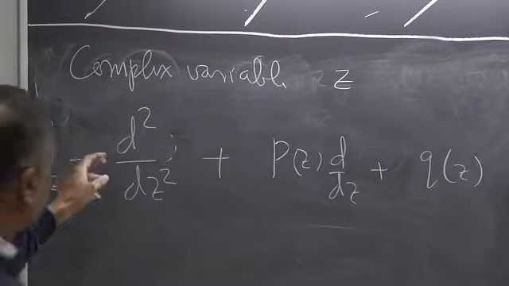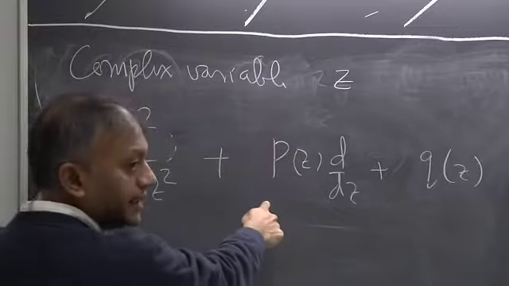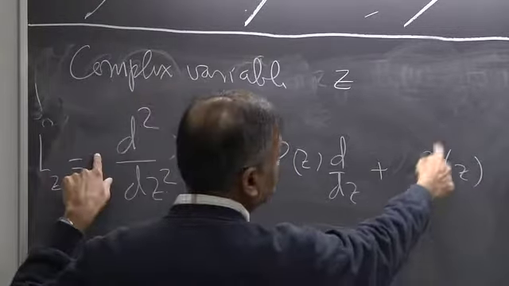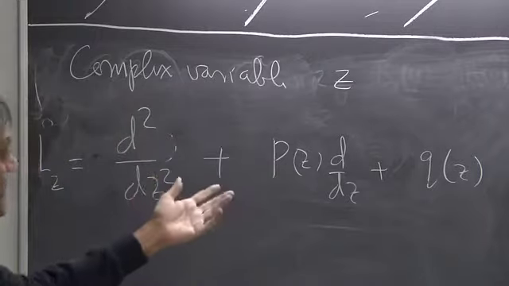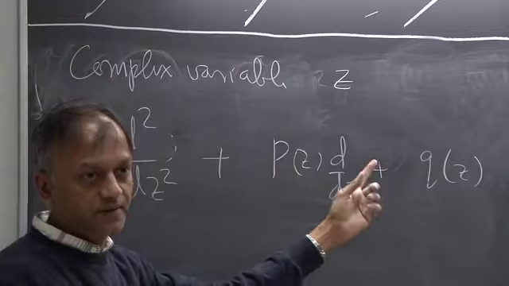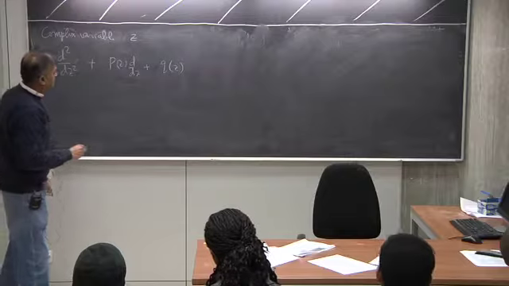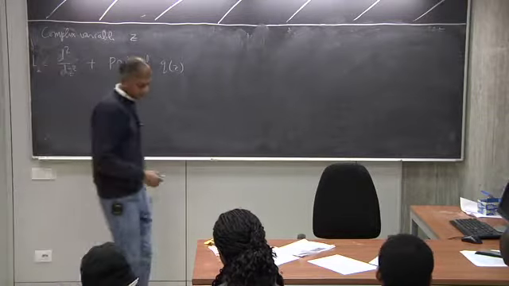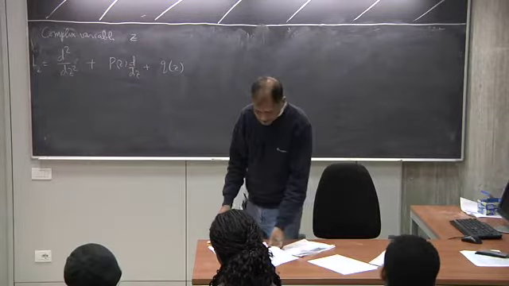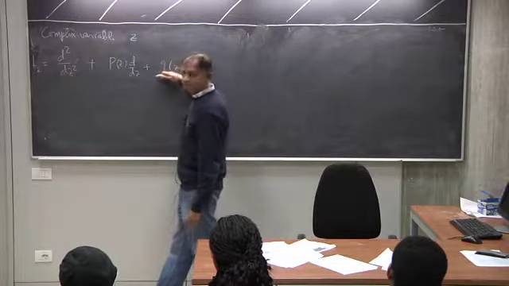In the previous language I was writing a, b, and c. So this p is b divided by a, and this q is c divided by a. So if a had some zero, p and q will have some divergences. So we will consider all possibilities. The solution of this differential equation will turn out to be dependent very much on the singularity structures of p and q.